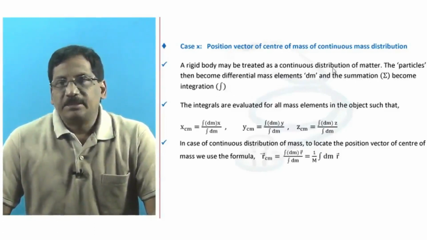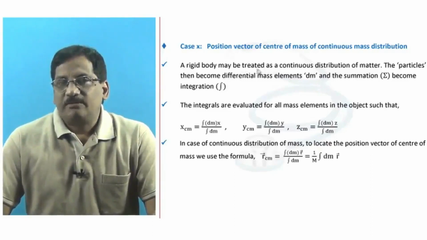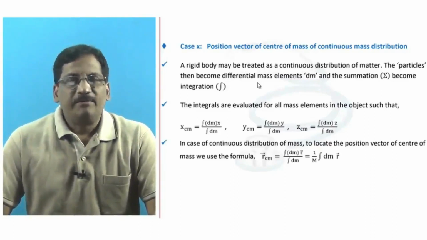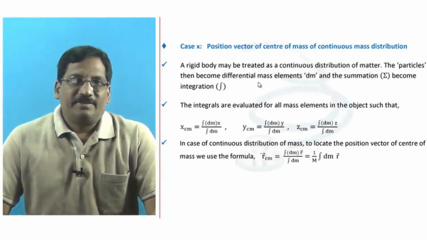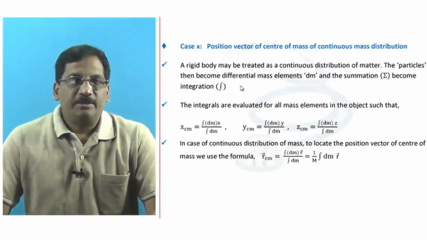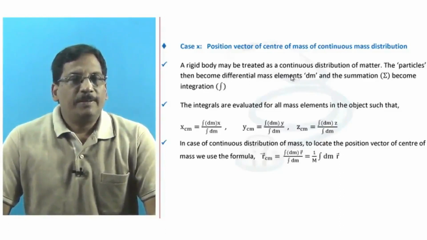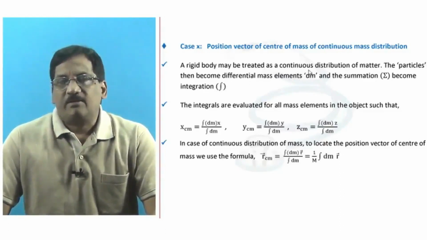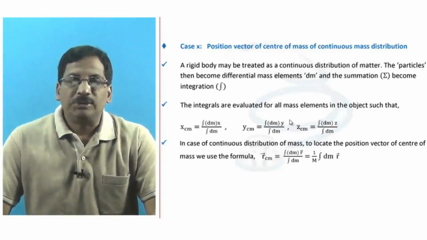And here, this concept of locating the position vector of center of mass in the case of a rigid body we can understand better in our numericals. I have given you enough numericals on this concept. There you can have a complete picture of the location of the position vector of center of mass in the case of a continuous mass distribution. But anyhow, here let's write the formula we are going to use there.